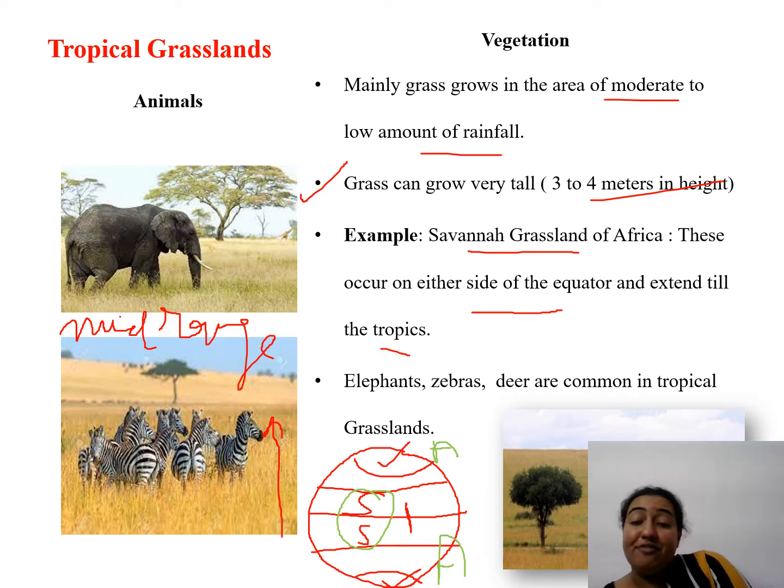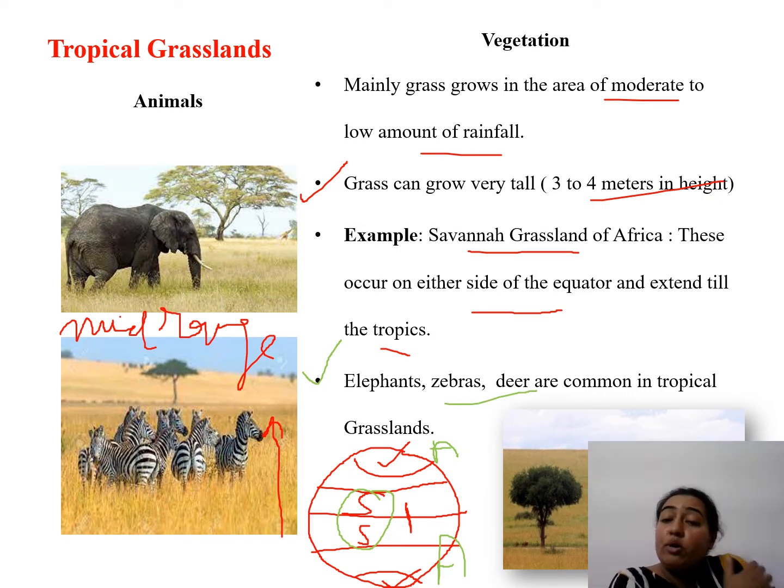Now wildlife found includes elephants, who can survive moderate temperature. Zebras and deer are common in tropical grasslands. Whenever we speak and study about any particular specific region, think which animals will be able to survive in that region, in that country, in that weather. So those animals become specific to that vegetation.